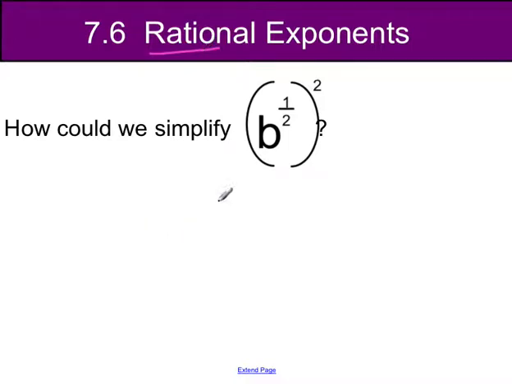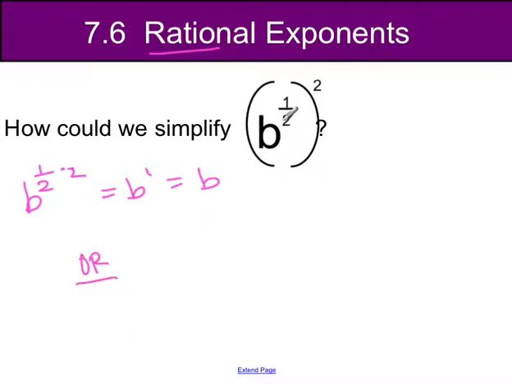So the first one we want to look at is how could we simplify b to the 1/2 to the second? So there's two ways we can think about this. I could think, well, it's b to the 1/2 and a power to a power, you multiply those two. Okay, so it's 1/2 times 2. Well, 1/2 times 2 is 1, so it's b to the first, or just b. That's one way we can think about it.